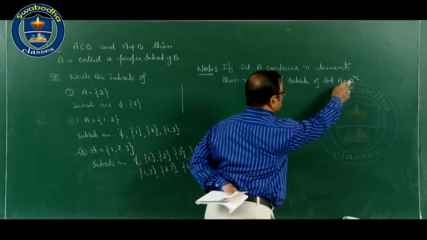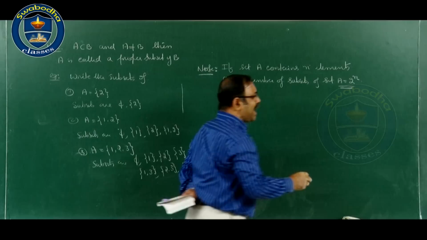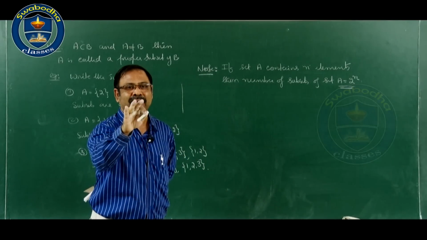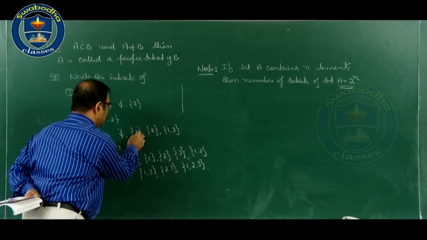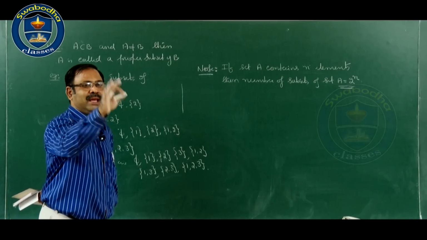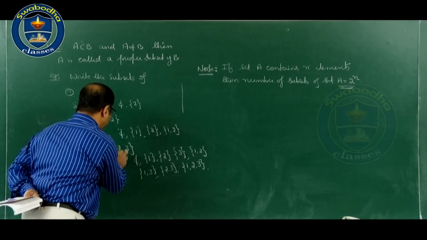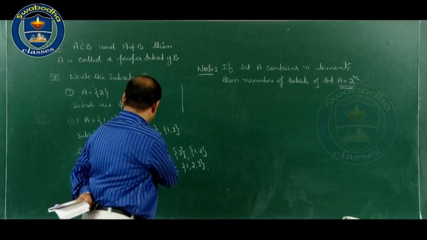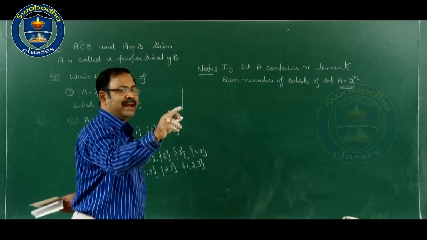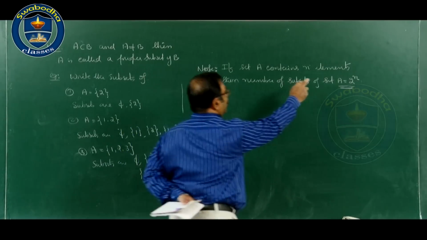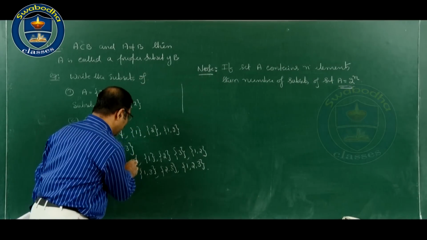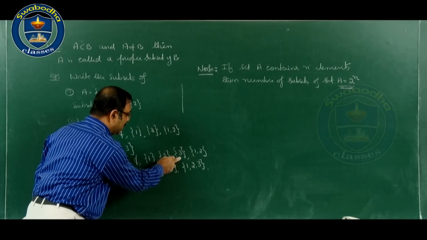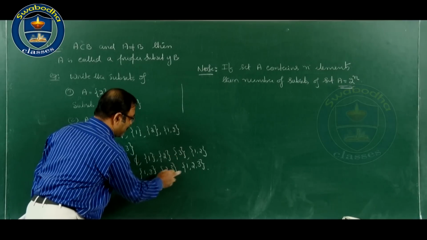If it contains 2 elements, A is equal to 2 squared. 2 squared means 4. Therefore, there are 4 subsets. Is it true? Yes: empty, 1, 2, 3, 4. Totally 4 subsets. Suppose the set contains 3 elements: 1, 2, 3. How many elements are there? 3. Therefore, 2 power 3, 8 subsets are there. How? Empty, 1, 2, 3, 4, 5, 6, 7, 8.